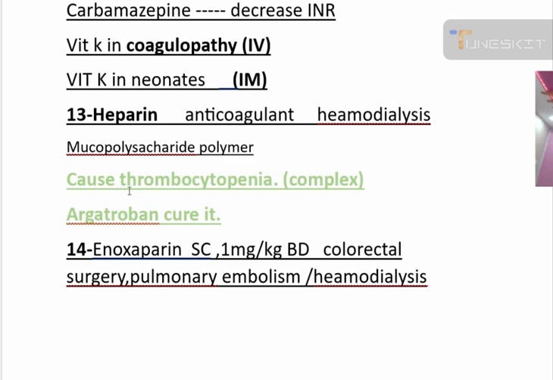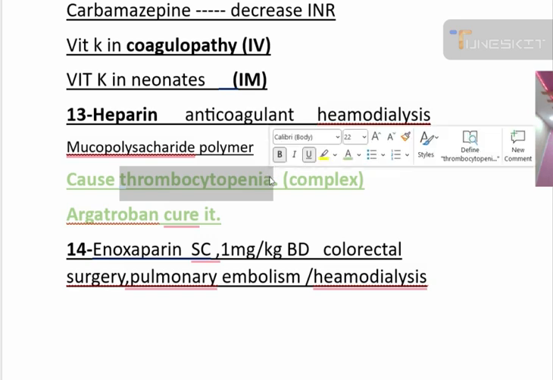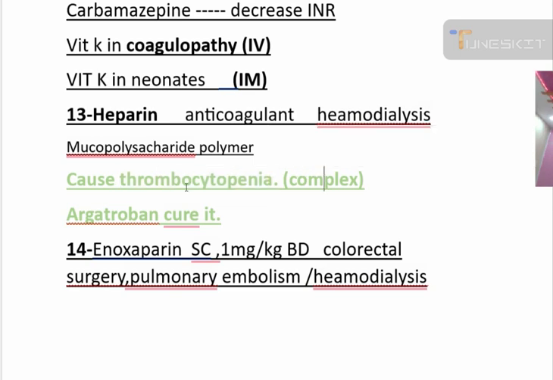But there is a problem. Sometimes there is thrombocytopenia induced by heparin therapy. What is thrombocytopenia? This is the question. Thrombocytopenia is a decreased level of platelets in your body. So how does it happen? The heparin will form a complex with platelet receptors, PF4 receptors, and when this complex is formed, the body will make antibodies against it. The antibodies will destroy the platelets, and ultimately the number of platelets will decrease in your body.